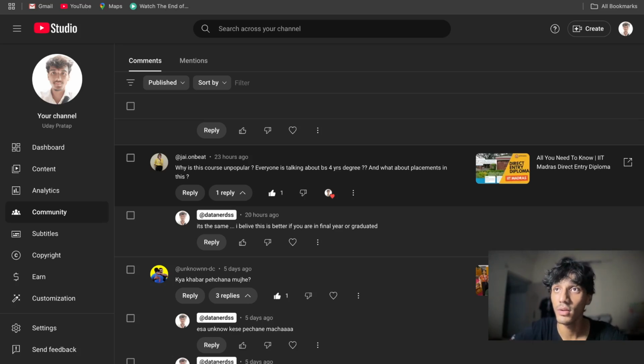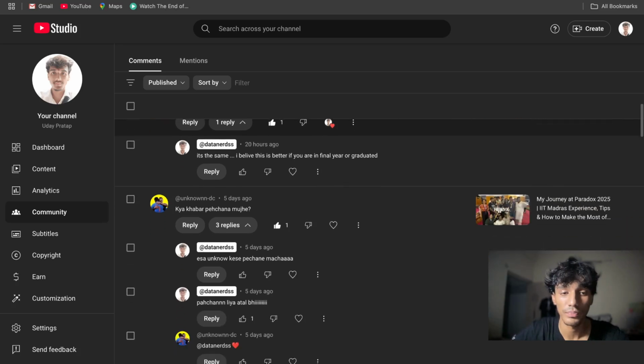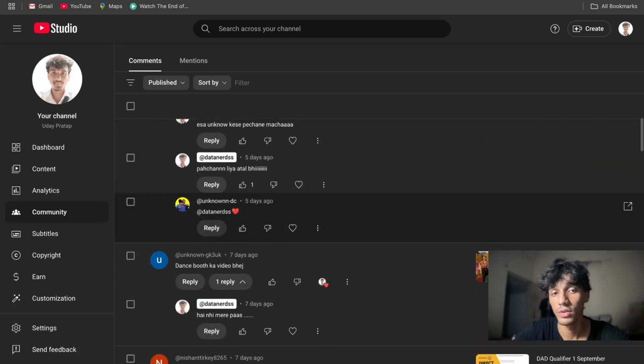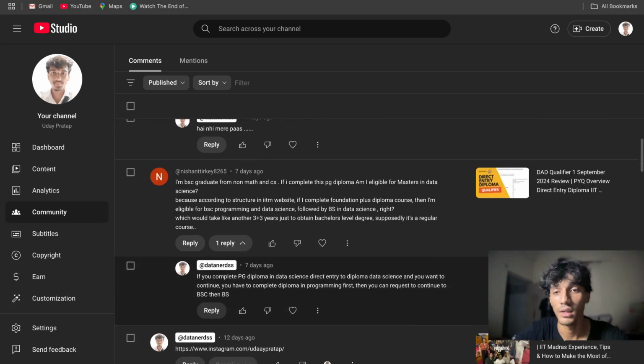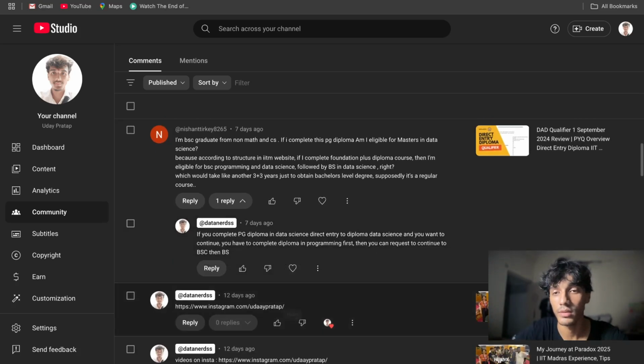For students who have graduated or who are in final year, I do suggest going for this program, because why waste 1 year in a foundation when you can study the entire foundation in 2 months and give this exam? And you don't have to study the entire foundation. You have to actually do stats 2 and maths 2 in the diploma program itself. Okay, so I made a Paradox video also. If you want to see the fun side of IITM, you can see that.